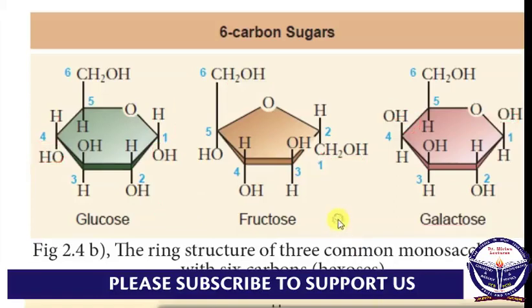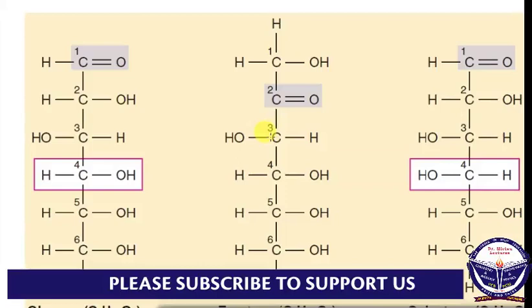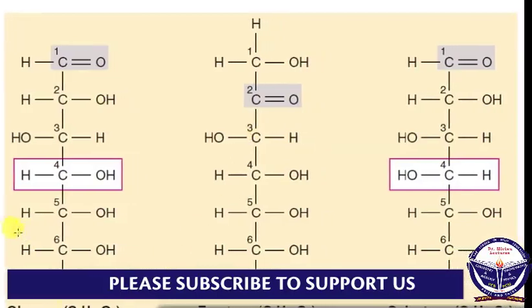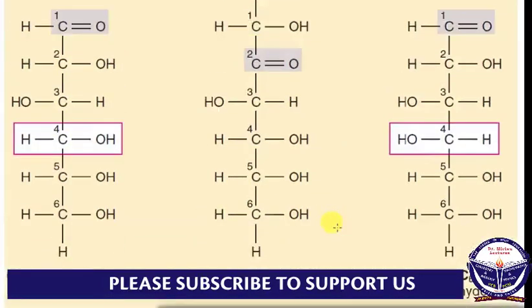This is the ring formula za hizo common monosaccharides. But here we have the structural formula, I mean the straight chain structure of these molecules. Here is glucose. Na unaweza kuona glucose carbon number 1, number 2, number 3, number 4, hydroxyl iko right. Katika hii hapa galactose hydroxyl iko left. You can see the names here, the glucose, fructose, and then galactose.